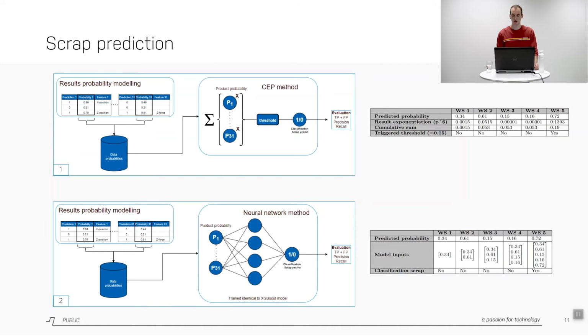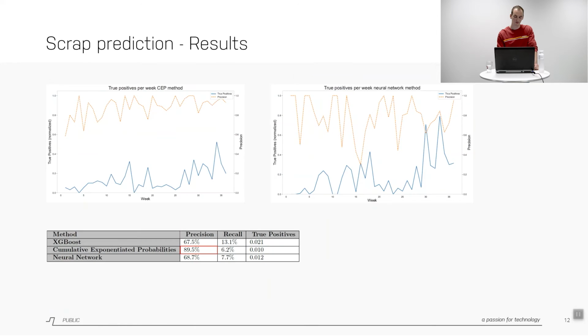And this looks like this for multiple workstations, where at each workstation the inputs from all the previous workstations are taken, and then a decision is put out. The following results were obtained. You can see that the precision of the SEP method is quite a bit larger than the neural network method.